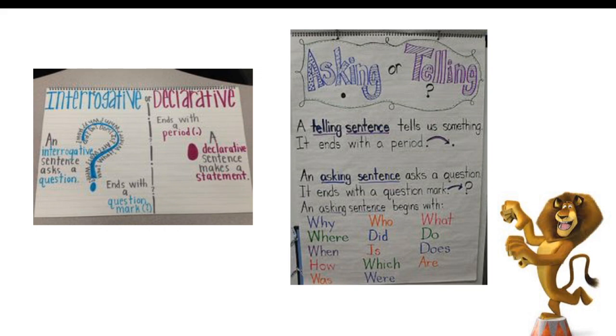Telling sentences tell us something. For example, my family will go to the beach today. I will play my favorite game. It's a telling sentence. A question is asking. Which book is your favorite book? How much money did you save? Asking question. A telling sentence is normal, but for an asking question, the voice is raised a little bit higher. Let's go and practice.